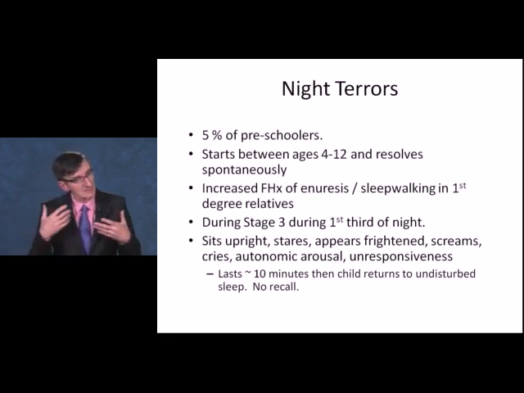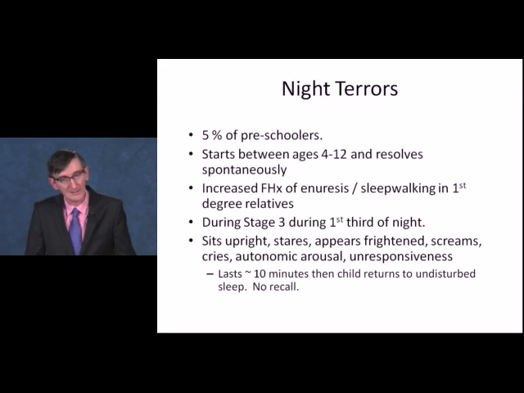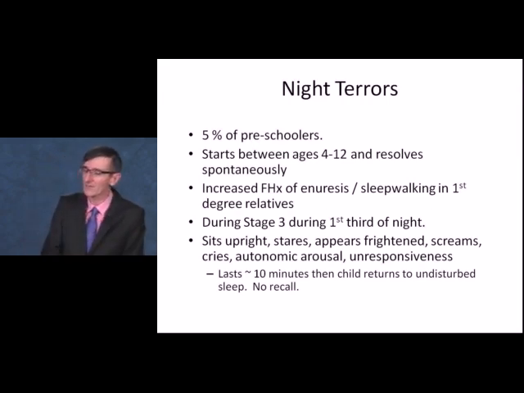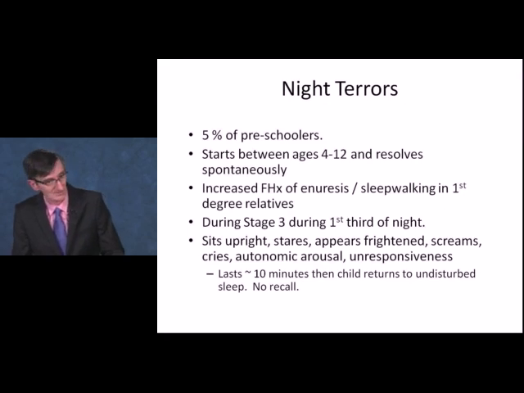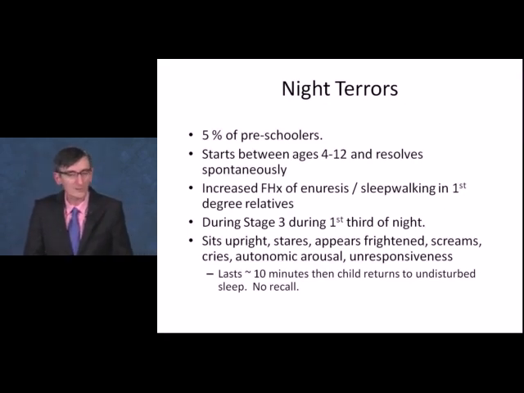Now, these ones, as opposed to nightmares, occur in stage 3. Now, they occur in the first half of the night, and usually they happen about 9 or 10 o'clock in the evening. Now, what happens is, and when you see them, they're quite scary, and they're hard to believe they're not seizures. The child will sit bolt upright, staring, appeared frightened, screams and cries, but does not seem to be hurt by them. There's autonomic arousal, which means sweating, and it lasts up to 10 minutes. And then the child goes back to bed, totally unaware of the whole lot, and goes back to sleep. Simply, no recall whatsoever.